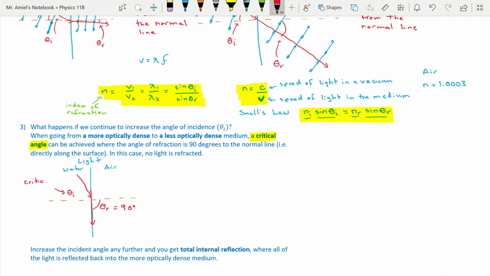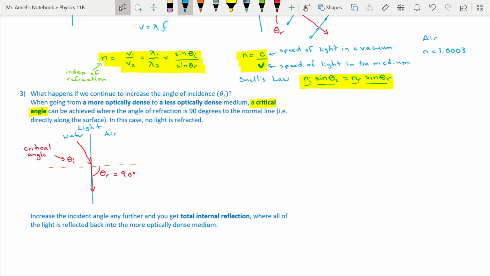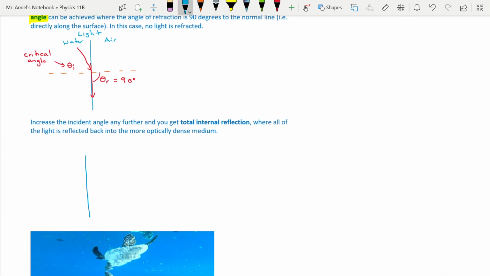So we can be asked to find now, what is the critical angle of the interface between two mediums? And we can take this one step further. We say, well, what if we have that exact same situation, with light traveling from water into air, and we increase that angle even further beyond the critical angle? Okay, so now we've increased this even further.